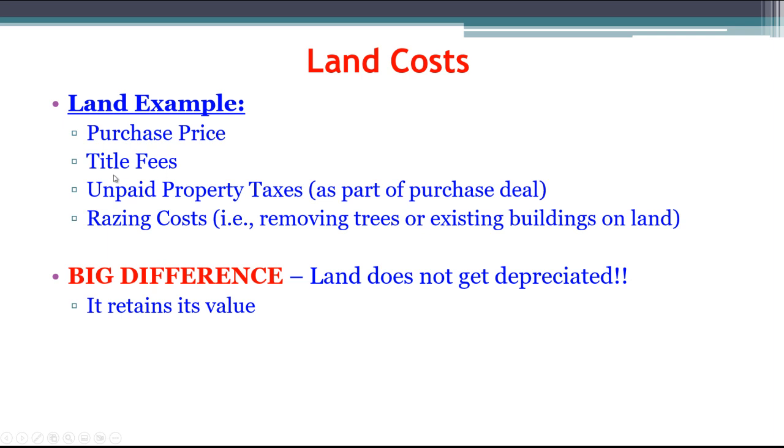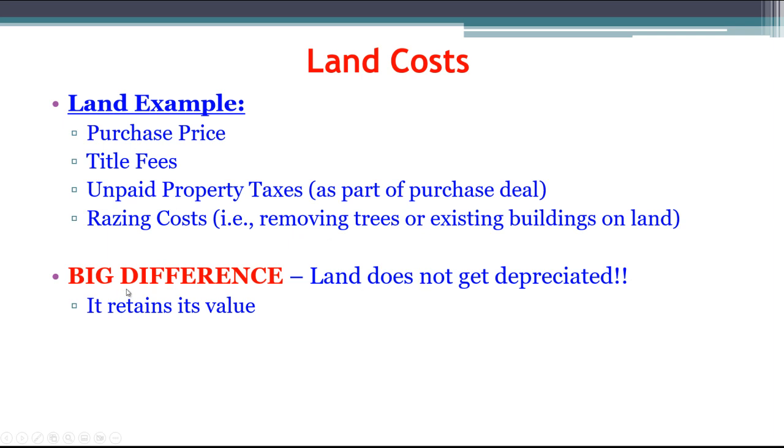maybe any title fees we had to pay, unpaid property taxes if they were part of the purchase deal, and you might even have razing costs, which razing would be spelled with a Z. This means we're removing trees, clearing rocks, demolishing an existing building on the land that we're not going to be using. Those would all be part of the land's basis.